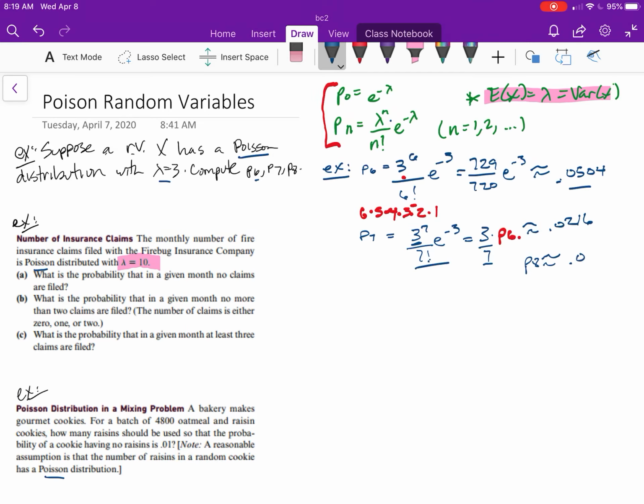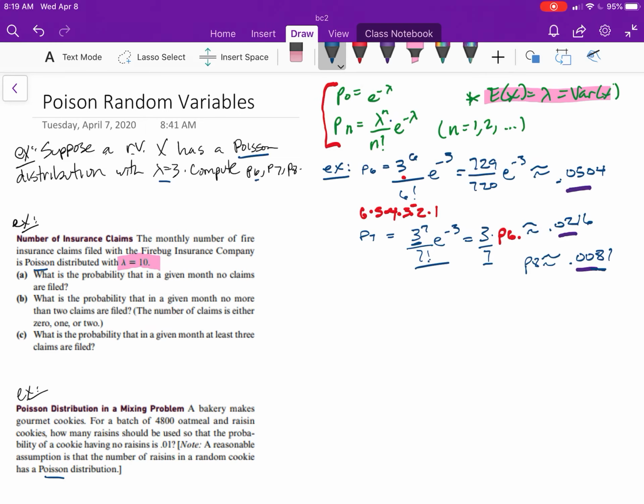We get 0.0081. So notice as well, as we get larger, these values, 0.05, 0.02 approximately, 0.008, they're getting smaller and smaller. So if we summed all of these numbers, the P sub n, all the way to infinity, we would get 1 because these are getting infinitely small.